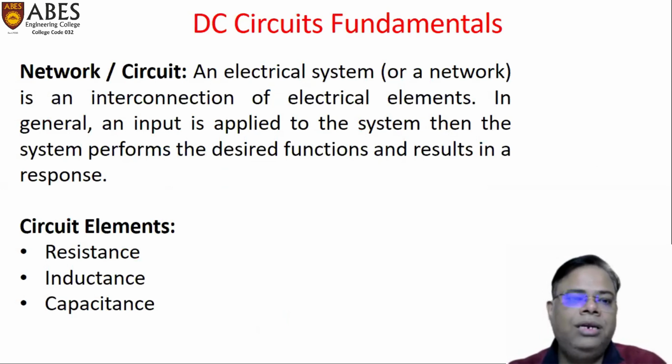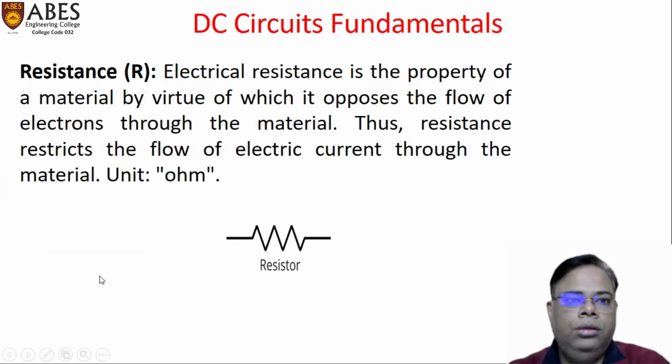These elements can be categorized in three categories. First one is resistance, inductance, and capacitance. As you can see, this one is the resistance. This one is the symbol of a resistor. And electrical resistance is the property of a material by virtue of which it opposes the flow of electrons through the material. Thus, resistance restricts the flow of electric current through the material. The unit of resistance is ohm.